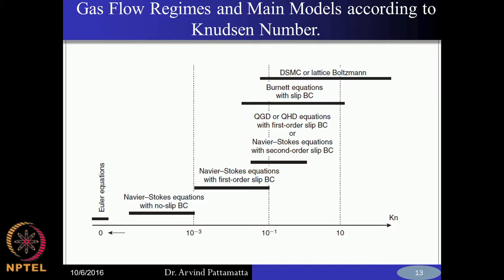There are problems with the numerical solution with the second order slip. So, you can as well directly solve the Burnett equations with the first order slip boundary condition. And even if you go to smaller length scales, Knudsen numbers of the order 10 and above, you have to go to the Boltzmann transport equation. So, these are the different kinds of models that you will be encountering as you go towards higher and higher Knudsen numbers.